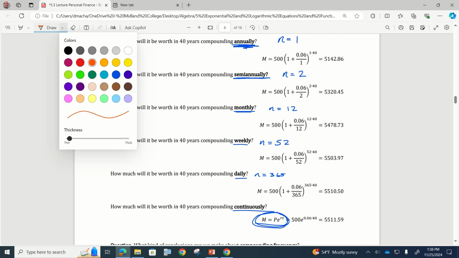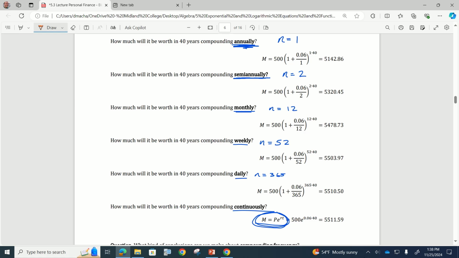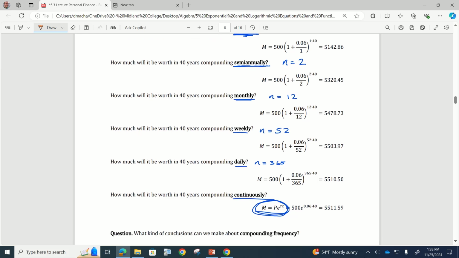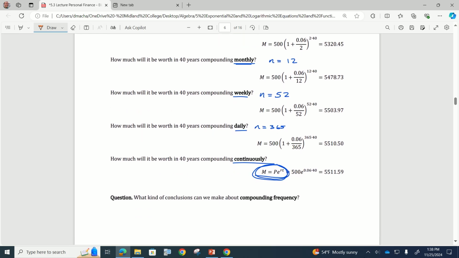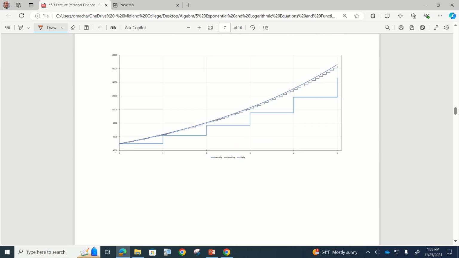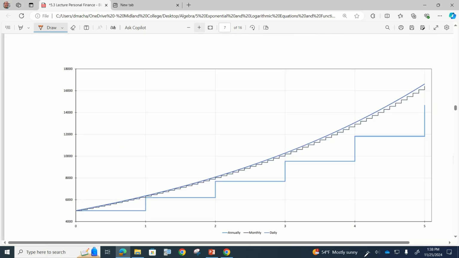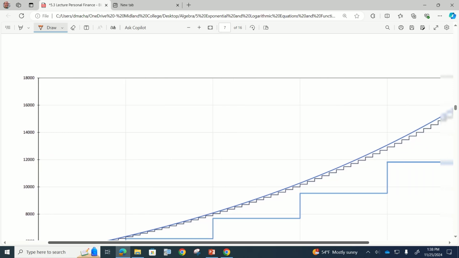If you are buying U.S. Treasury bonds, they actually compound those bonds semi-annually. But that makes sense because the government doesn't want to pay you more interest, right? They want to pay you less interest, and so they're willing to compound less frequently. Anyways. So the more frequently you compound, the faster the maturity value grows.